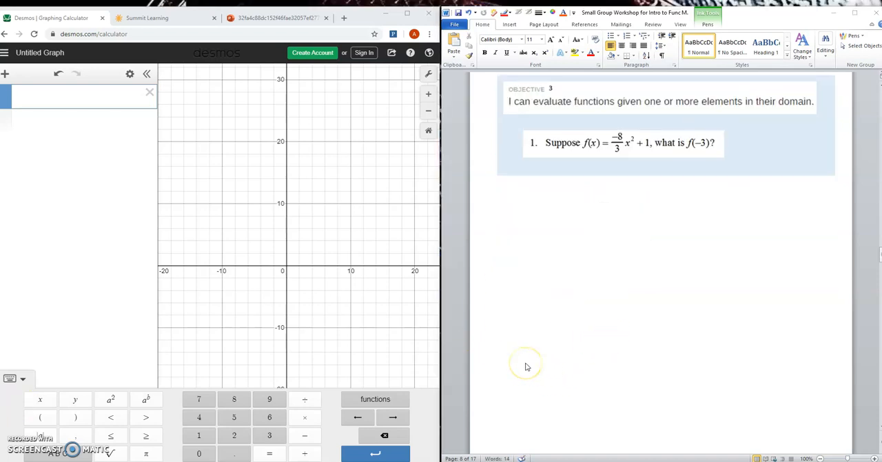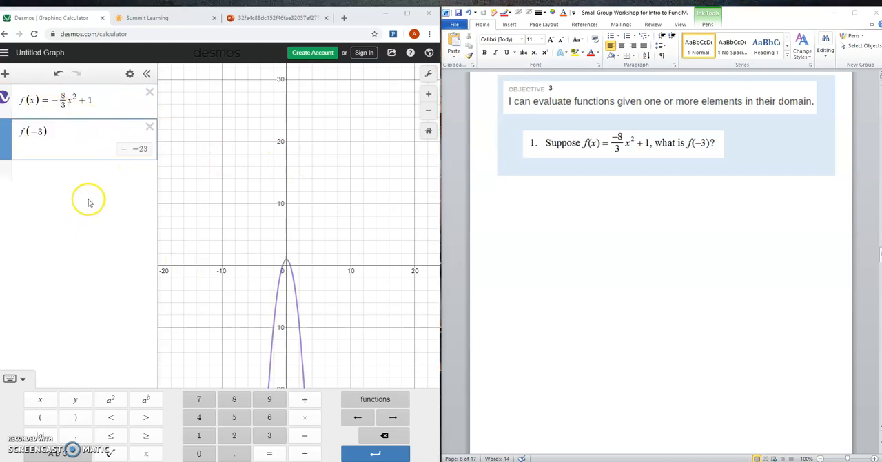Right, let's keep on going. Objective 3. I can evaluate functions given one or more elements in their domain. So the domain here is the -3, and this is your function. So what we're going to do here is we're going to use Desmos. Alright, after plugging it in on Desmos, it looks like this now. Yes, and all you will do now is to type in the f of -3 here, and it would show you your y value, which is what you're looking for.